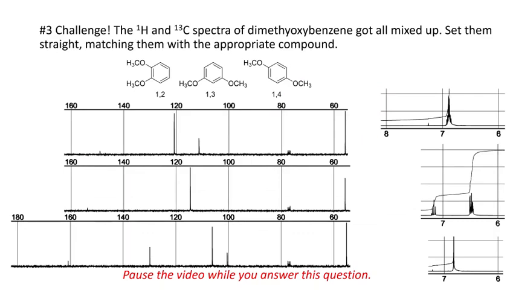Alrighty, number 3. Here's a challenge. The proton and C13 spectra of dimethoxybenzene got all mixed up. Set them straight, matching them with the appropriate compound. So what we have here are 3 isomers of dimethoxybenzene: 1,2, 1,3, 1,4. We've got 3 proton spectra. We have 3 carbon spectra. See if you can figure this out. Which is the carbon and the proton for the 1,2, which is the carbon and proton for the 1,3, and which is the carbon and the proton spectrum for 1,4. Pause the video while you answer this question.